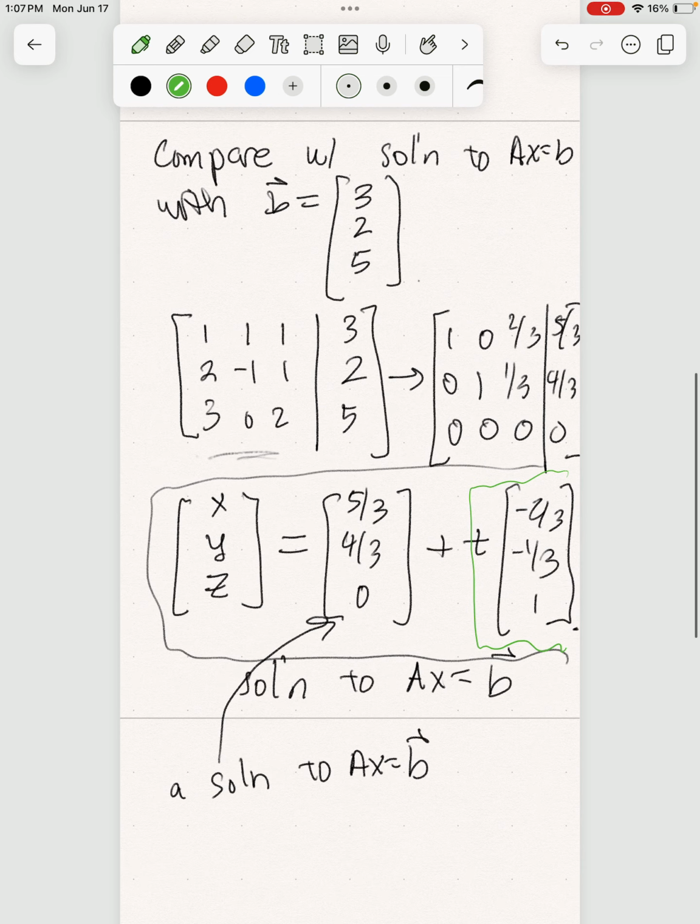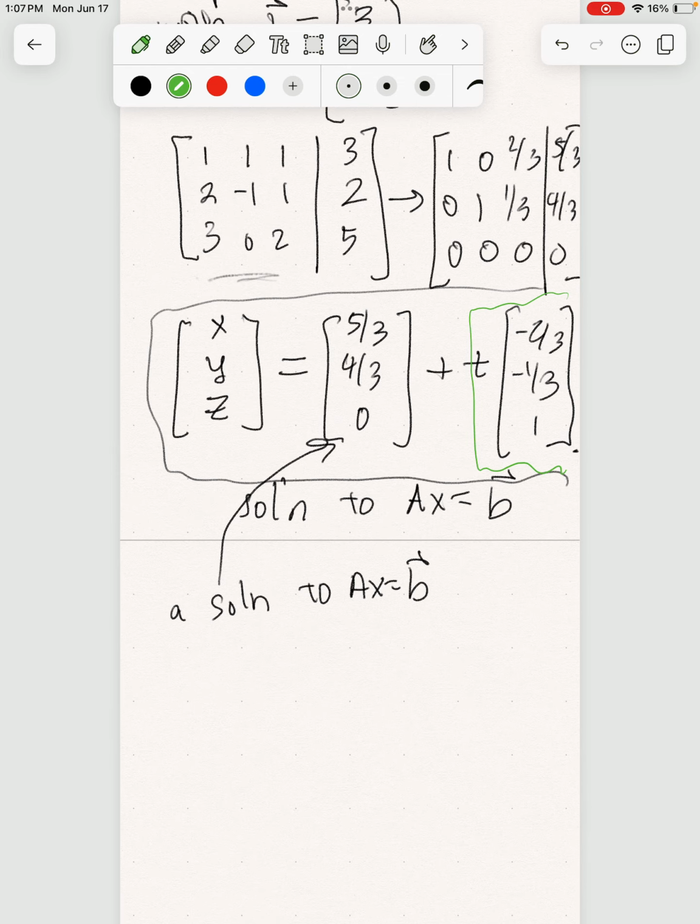So what we see is that this solution to Ax equals b has the form: one solution to Ax equals b, plus the homogeneous solution, the solution to Ax equals 0.